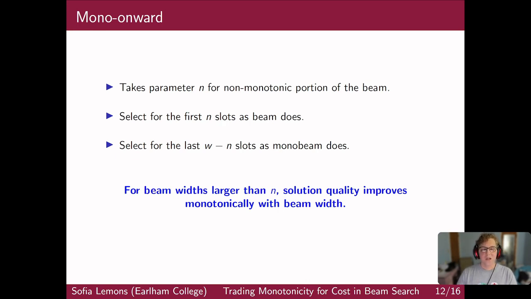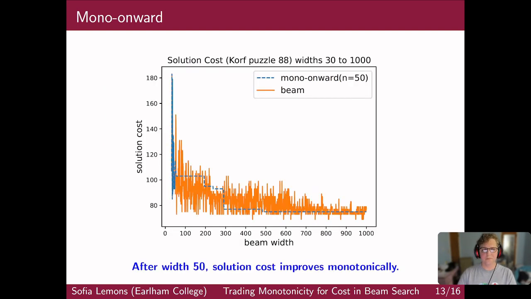What this allows is for mono-onward to have the guarantee that for any beam width larger than n, the solution quality is guaranteed to improve monotonically as the beam width increases, because of the fact that this slot-based selection is being used from that point onward.